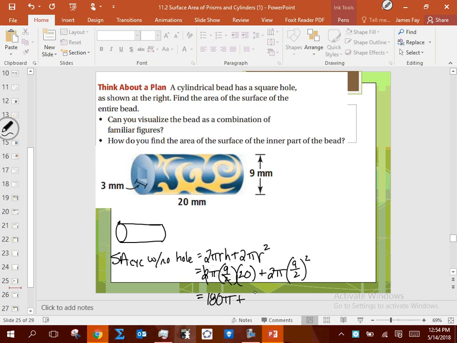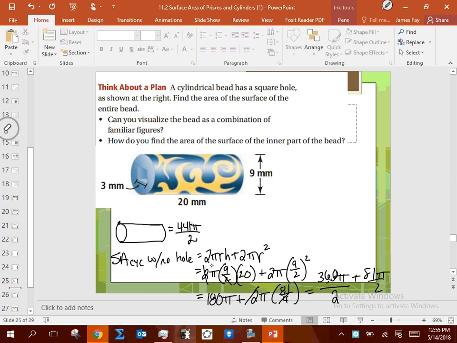Plus then over here, 9 squared gives me 81. 2 squared gives me 4. So I get 180 pi plus, those are going to cancel, gives me 81 pi over 2. What do I need to add those two things together? Common denominator, so that becomes a 2, and this number up here is going to be 360, right? Is that still 180 pi right here? Okay, so the surface area of the cylinder is 441 pi all over 2, right?